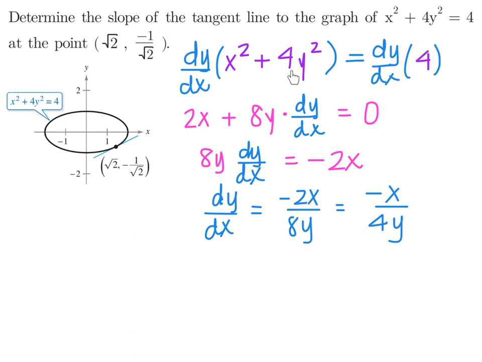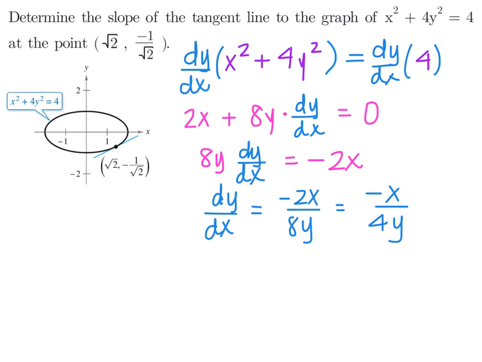And then remember, I need the chain rule here, so I take the derivative of this as I normally would if it was in terms of y. So that's going to be 8y, and then I have to multiply it by the derivative, dy over dx. And of course, the derivative of a constant is going to be 0. So I move this 2x over, I divide by 8y, and I find that dy over dx is equal to the simplified version of this as negative x over 4y.